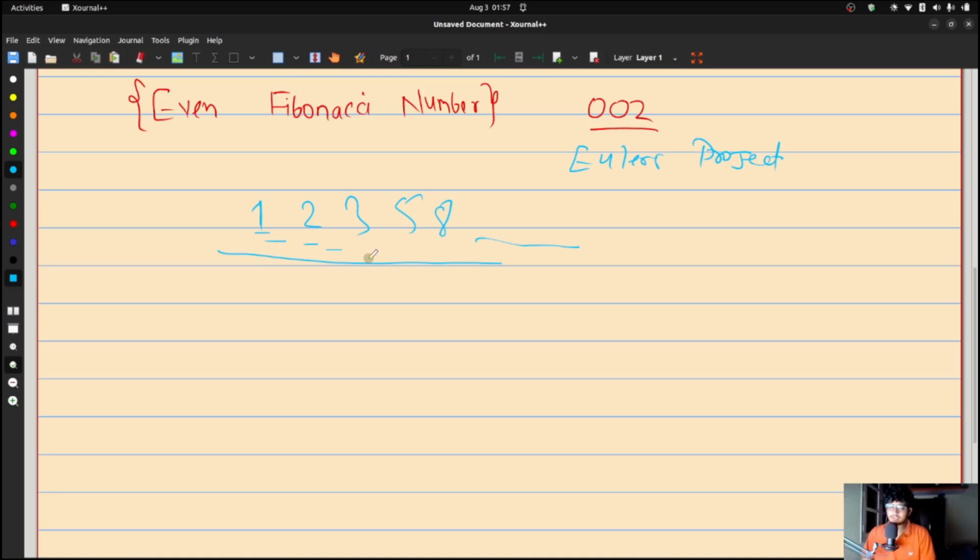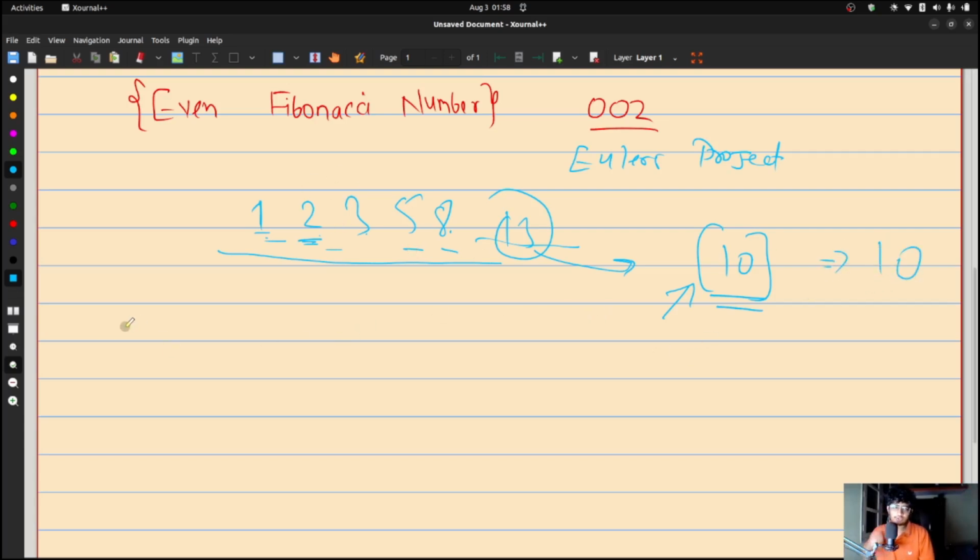So, the question is saying we need to find, let's say we are given some input, 10. So the Fibonacci numbers up to 10 are going to be what? 1, 2, 3, 5, 8. After this, we are going to have 13, and 13 is outside the 10. So we need to find the sum of the even numbers in the Fibonacci series which are below our input number. This we need to find. So for 10, there are two even numbers below 10, and their sum is 10. So for 10, our output is going to be 10 only.